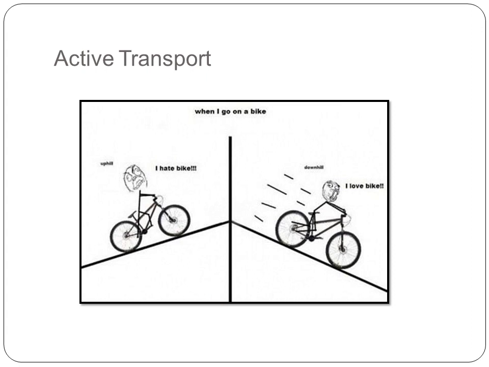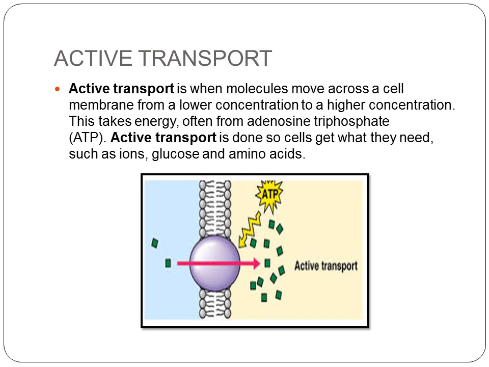How is it happening? It is happening opposite to, against the concentration gradient, that is from lower to higher concentration. Let us see what is happening actually. Now in this slide we will be discussing active transport. What is active transport? Active transport is when molecules move across a cell membrane from a lower concentration to a higher concentration. That is, they are moving against the concentration gradient. And this takes place with the help of energy, that is ATP or adenosine triphosphate.